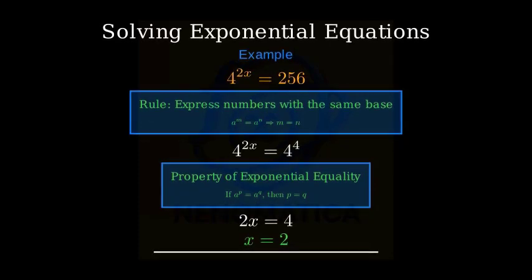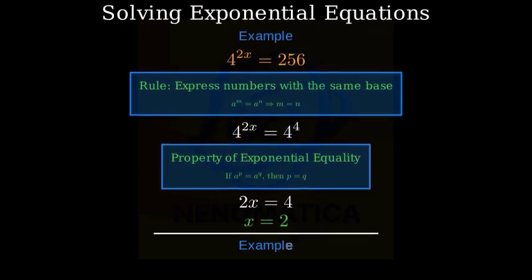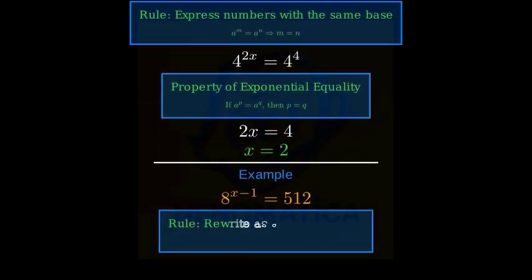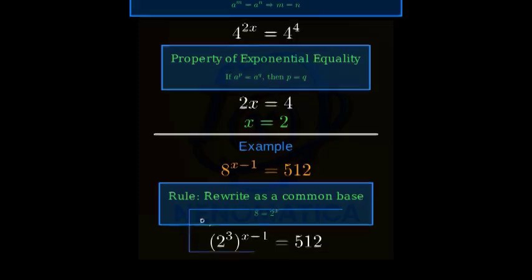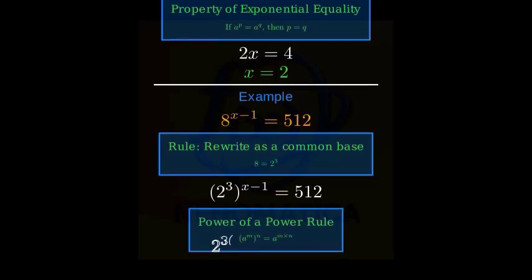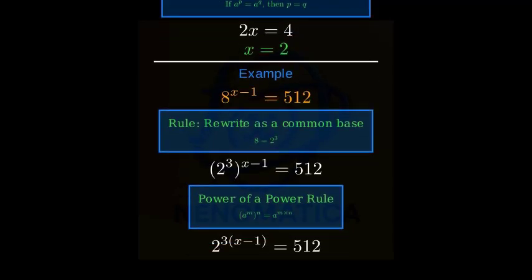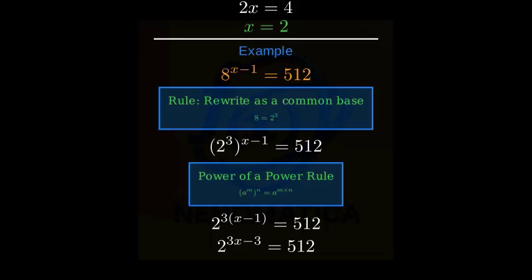Let's move on to our second example. Here's our second example. For this problem, we'll start by rewriting 8 as a power of 2. 8 equals 2 to the third power. Next, we'll use the power of a power rule to simplify the left side. Now we'll distribute 3 into the parentheses.